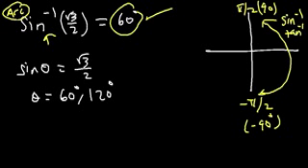Now, keep in mind, inverse cosine exists between quadrant 1 and 2, between 0 and 180, or 0 and pi. So whenever you're dealing with inverse sine or inverse cosine, just remember, it's restricted. For inverse cosine, your answer has to be between 0 and 180. For inverse sine, it has to be between negative 90 and 90.